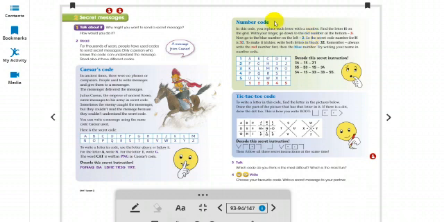Now let us see the second one, that is the number code. In this code, you replace each letter with a number. Find the letter H on the grid. So we have letter H. With your finger, go down to the red number at the bottom, 3. Now, go to the blue number on the left of the letter H, that is 2. So the secret code for the letter H is 32.